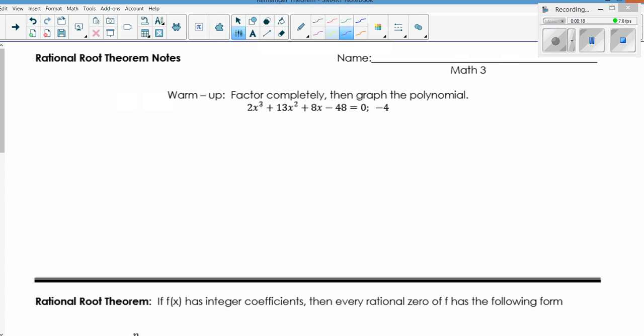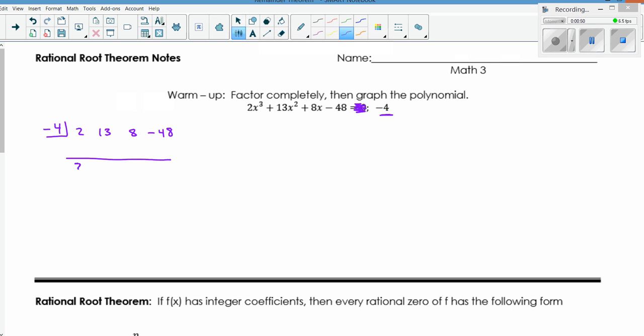Factor completely, then graph the polynomial. So take a look at what you have. Really don't need this equal sign since we're not solving. But you have four terms, and we know what a zero is. So that means that we could try to factor by grouping, but I'm just going to tell you it's not factorable by grouping. And anytime that you're going to be given a solution, you might as well use it and use synthetic division. So set up your synthetic division. We have a 2, 13, 8, and negative 48.